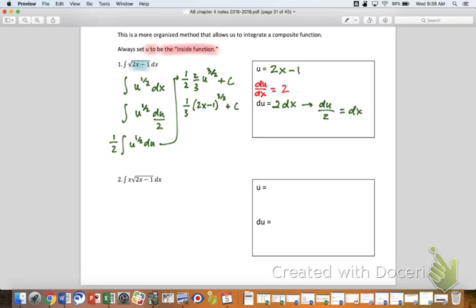You can always check this by doing a derivative. You'd have to do a chain rule to check it, but it should work out fine. Yep, this is it right here. So this is the function that if you differentiated it, you'd get the original integrand. So we found an antiderivative.